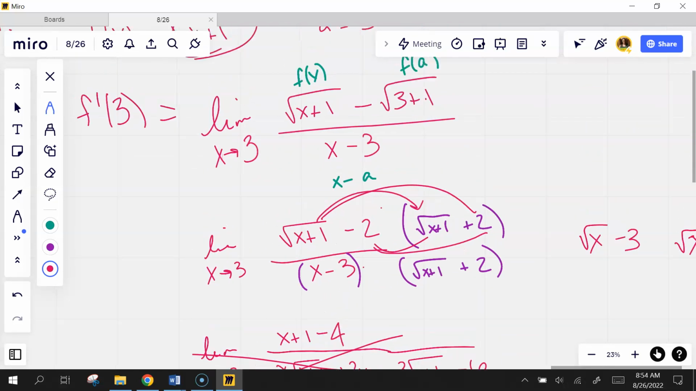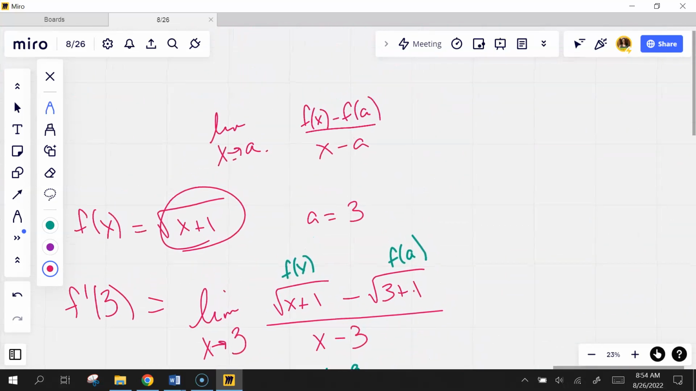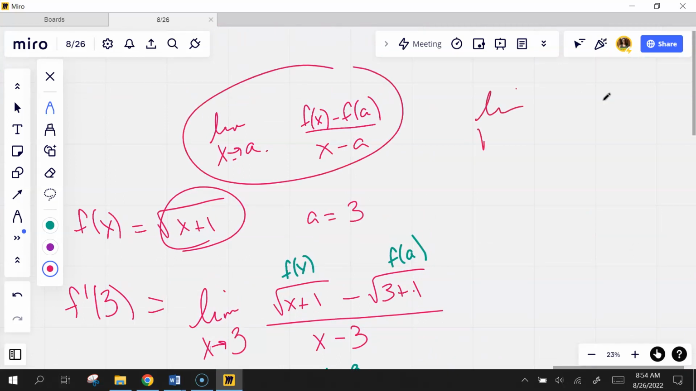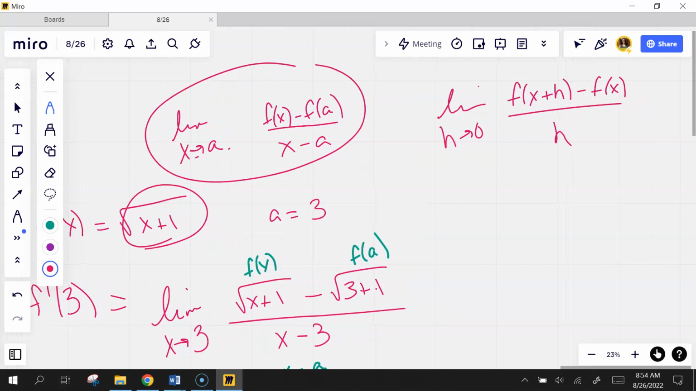Which definition of a derivative do you like better? This one or... depends on the problem. So either one works. Y'all want to do one more together?